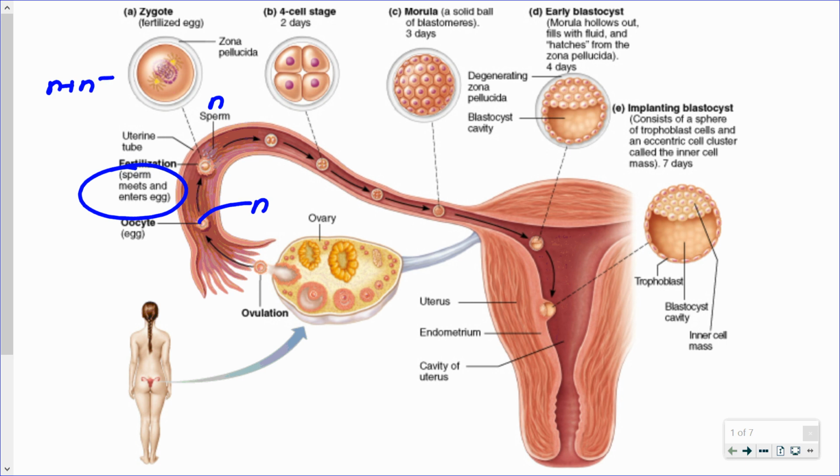And that's going to generate the first cell of this individual that has two copies of each chromosome, in other words, a diploid cell. This is the fertilized egg, but the name that we will now call it is the zygote. Zygote is the fertilized egg. So it is from this original zygote that all of the trillions of cells that eventually form will arise.